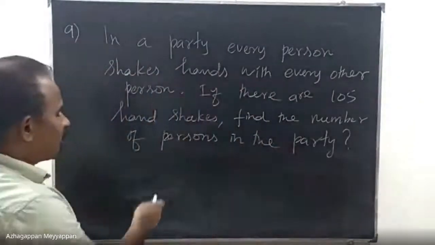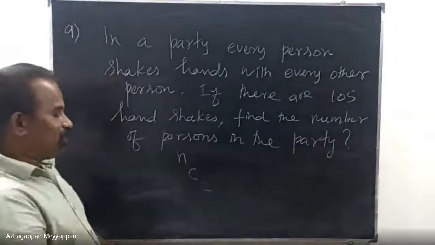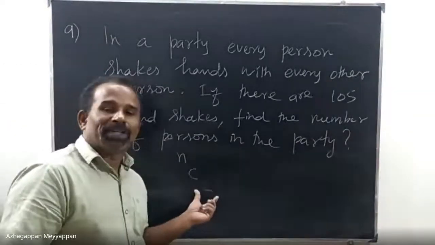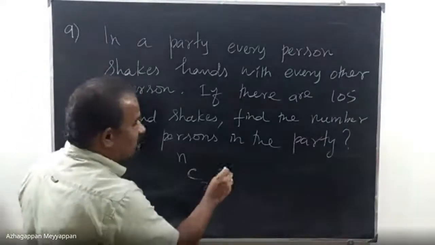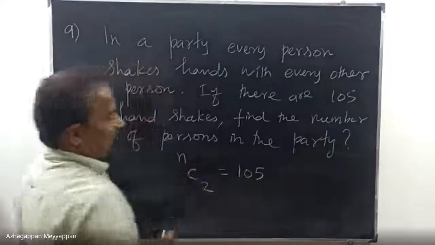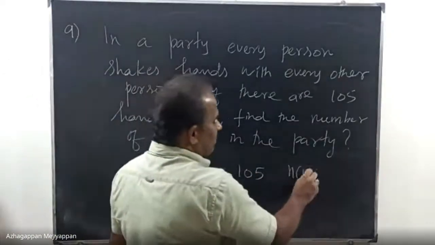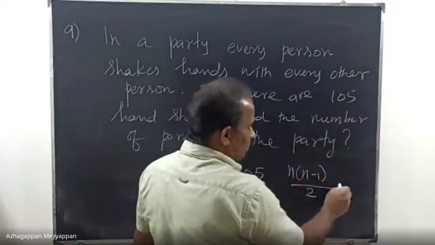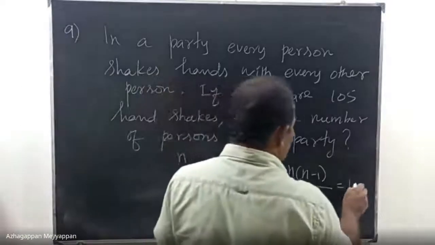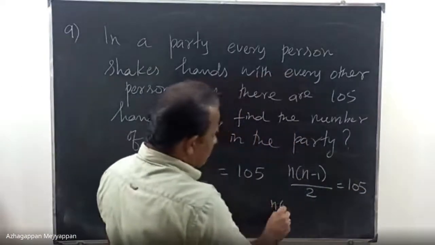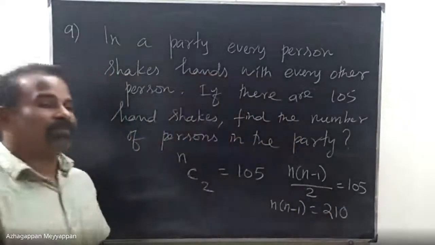In general, there are n persons, therefore nC2. Out of n persons, we are selecting 2 persons per handshake. So nC2 is equal to 105. nC2 is nothing but n into n minus 1 divided by 2. So n into n minus 1 by 2 is equal to 105. Therefore, n into n minus 1 is equal to 210.